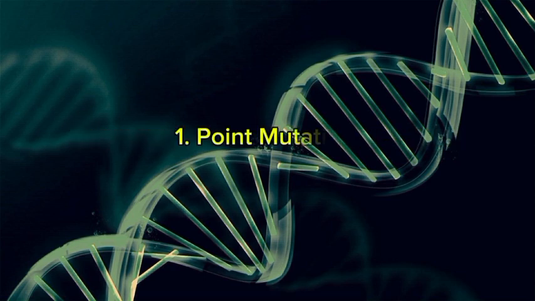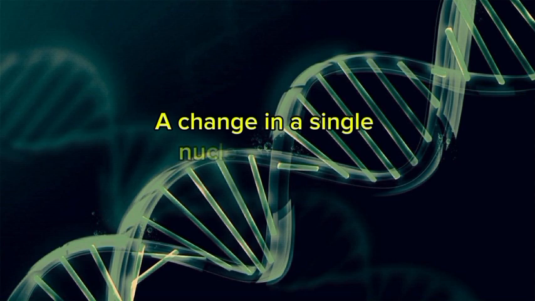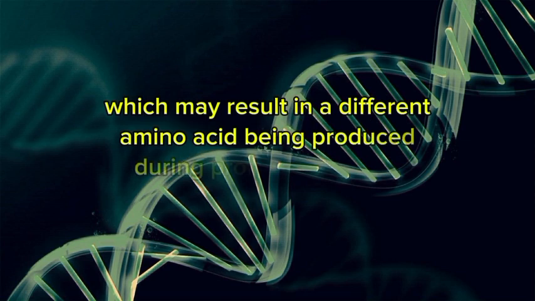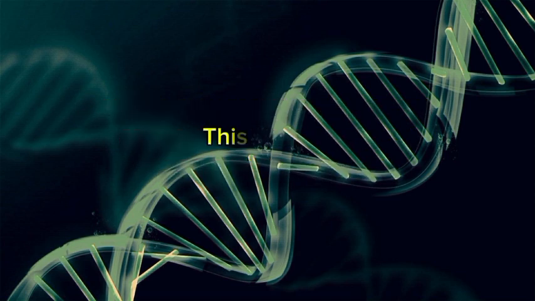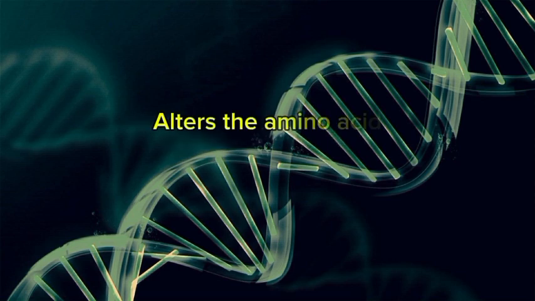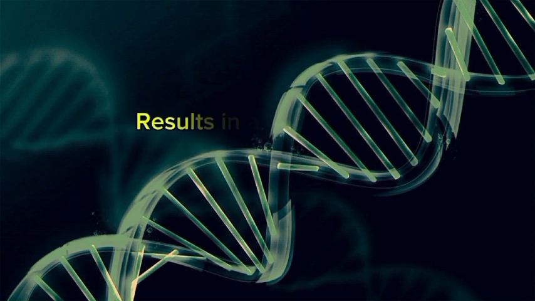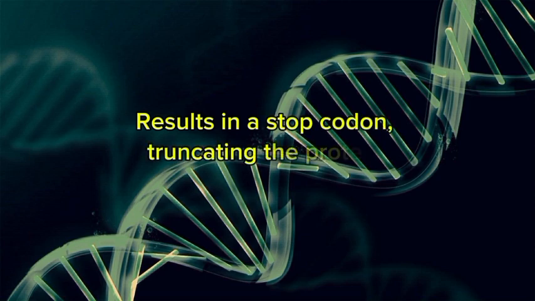1. Point mutation: a change in a single nucleotide base, which may result in a different amino acid being produced during protein synthesis. This can be a silent mutation, with no effect on the protein. A missense mutation alters the amino acid sequence of a protein. A nonsense mutation results in a stop codon, truncating the protein.